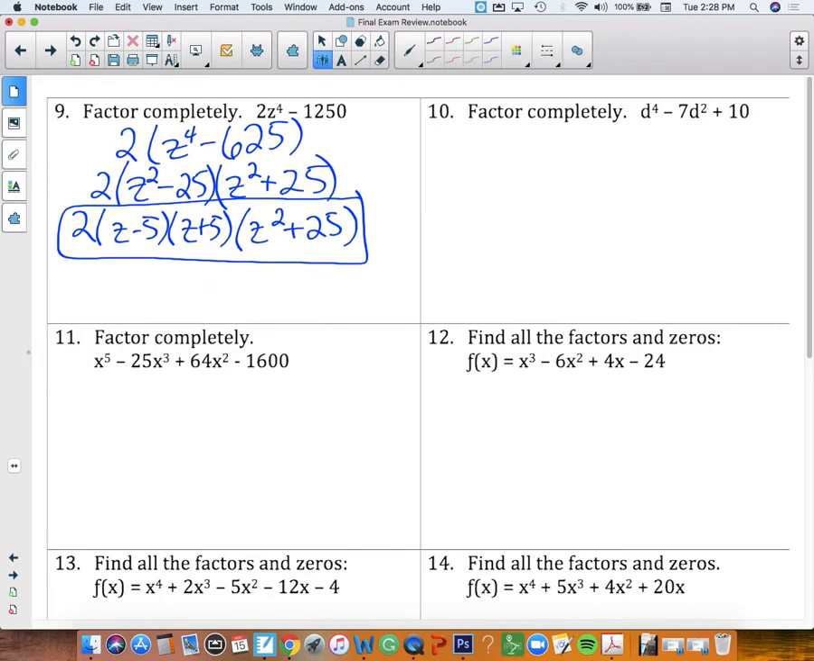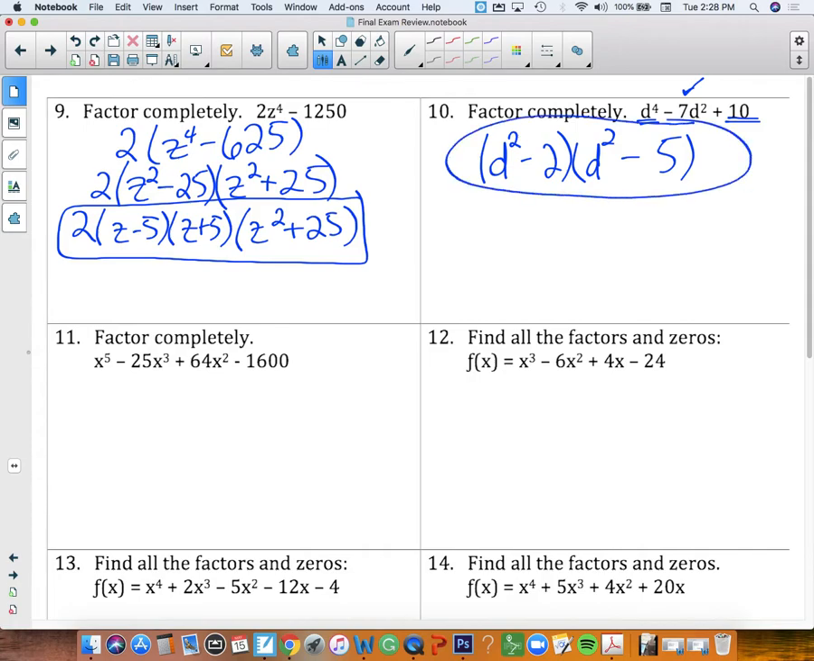Number 10, factor completely. This is the other one I was thinking about when we had u substitution. I'm going to do it without u substitution. What do we need to put in the front of the parentheses to get the d to the 4th? Okay, d squared and d squared. When I multiply those, that gives me a d to the 4th. Okay. So then how do we get the 10 in the back and the 7 in the middle? Two numbers that multiply to give us 10 and add to give us 7. It's 5 and 2. Okay? Then look at it, see if you can factor anymore, and it doesn't look like it because 2 and 5 are not perfect squares. That's it.